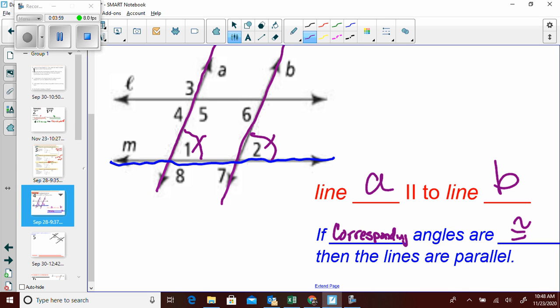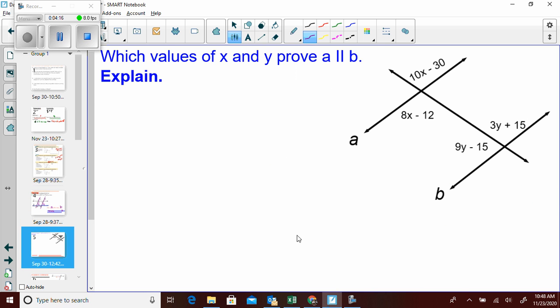So that's the key difference here, guys. If you're proving they're parallel, you do not know they're parallel, you can't use parallel lines. So if you're proving they're parallel, you have to say if alternate interior angles are congruent, then the lines are parallel. Okay. So for what values of x and y prove A parallel to B?